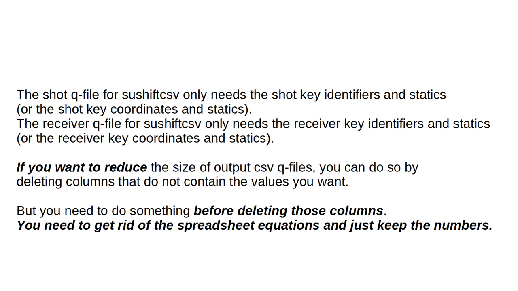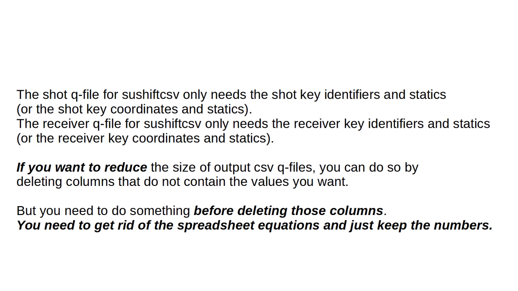The shot Q file for sushiftcsv only needs the shot key identifiers and statics, or the shot key coordinates and statics. The receiver Q file for sushiftcsv only needs the receiver key identifiers and statics, or the receiver key coordinates and statics. If you want to reduce the size of output CSV Q files, you can do so by deleting columns that do not contain the values you want.